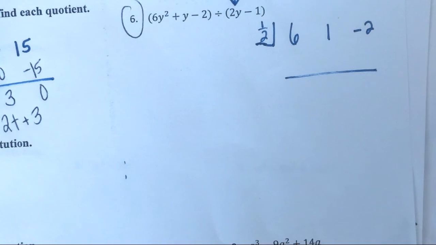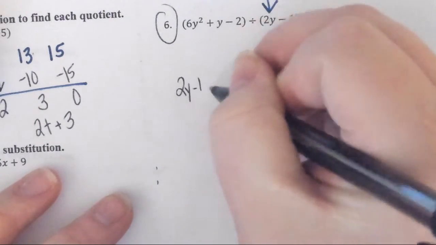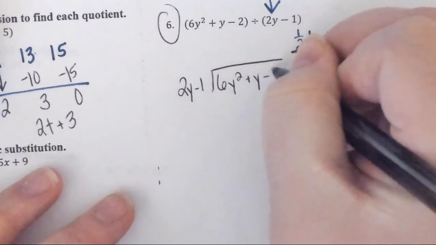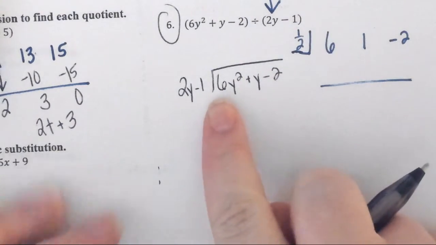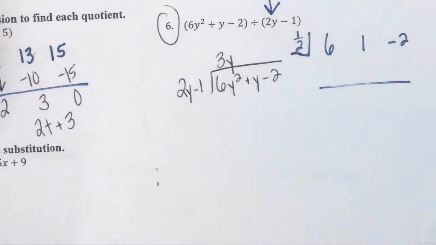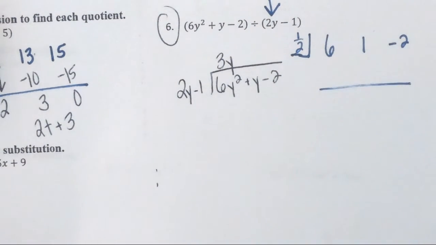Now, can we do it and still be successful? Absolutely. But I'm a pass on that. Instead, I would do what? Long. I like long division. So I would say 2y minus 1 goes into 6y squared plus y minus 2. 2 to 6. What do I need to multiply by? 3y. Okay, so I heard it from 6. You can have your point.